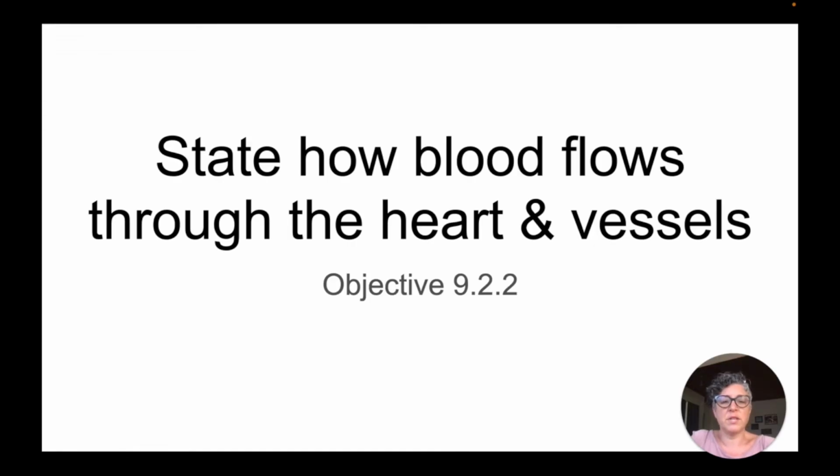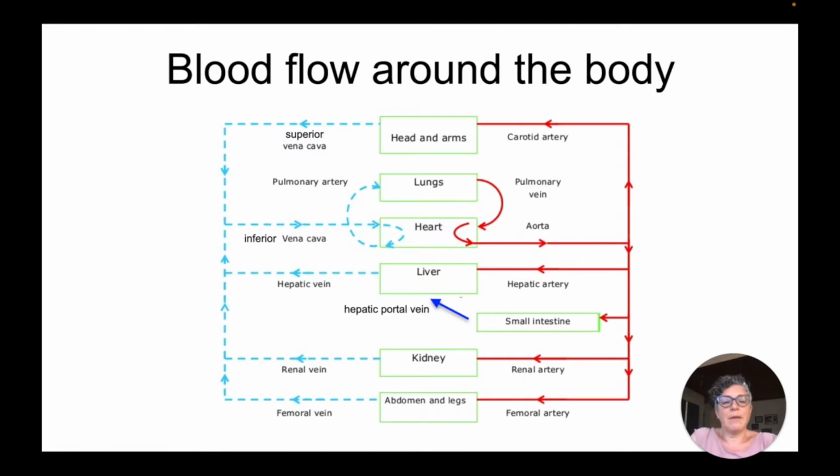This video covers the IGCSE Biology Objective 9.2.2 on the 2025 CAIE syllabus, to state how blood flows through the heart and the vessels. So here we have a diagram that shows blood flow around the body.